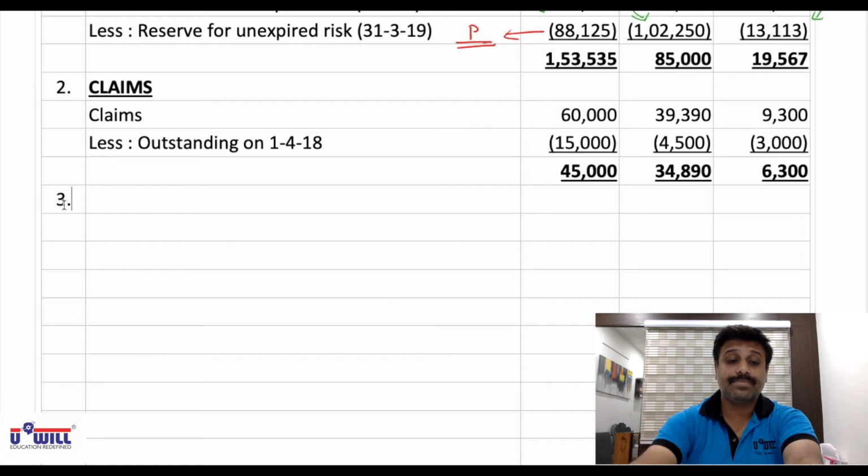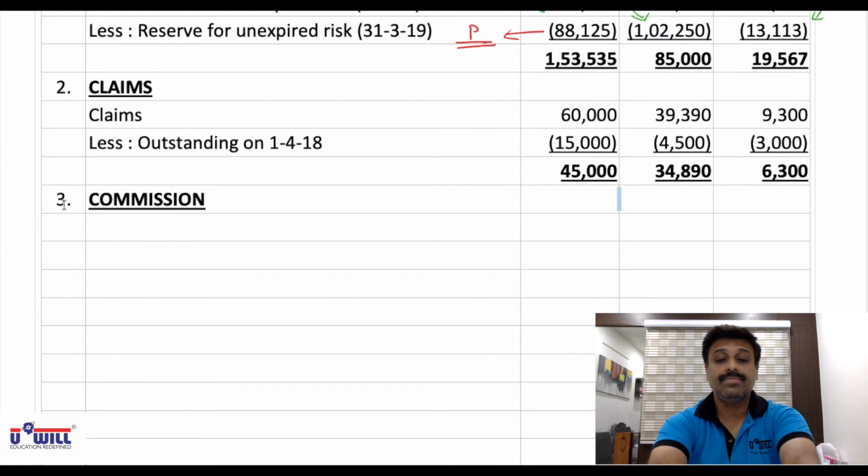Then third item, after claims, we will have commission. All the items marked as C. First, commission on direct business.